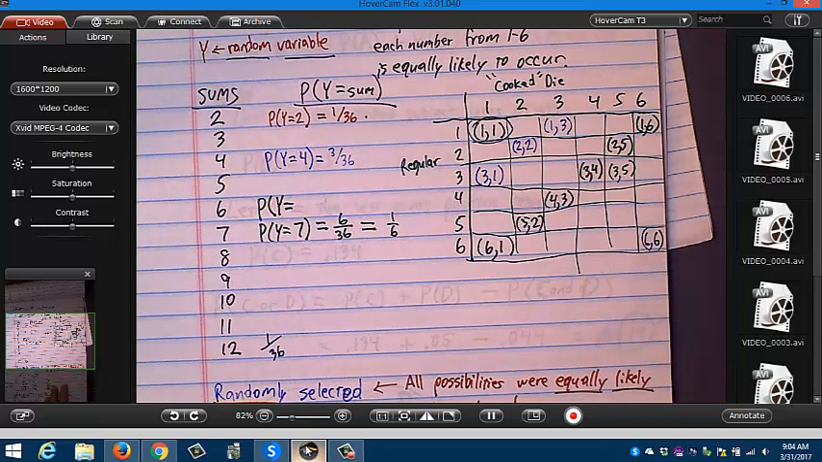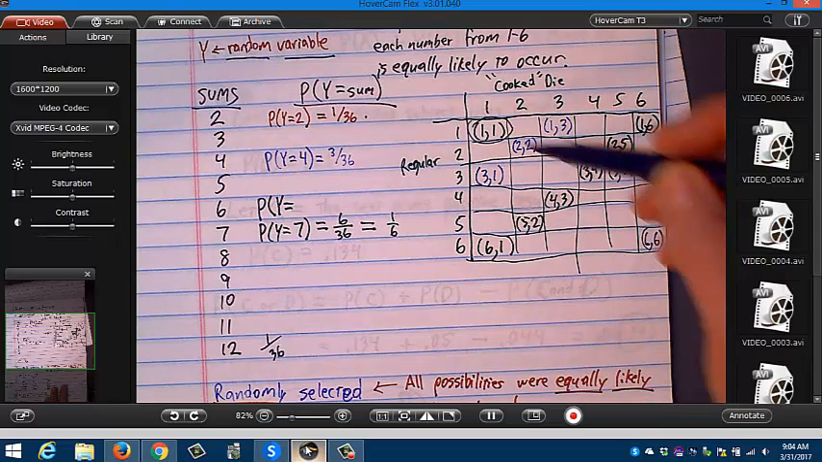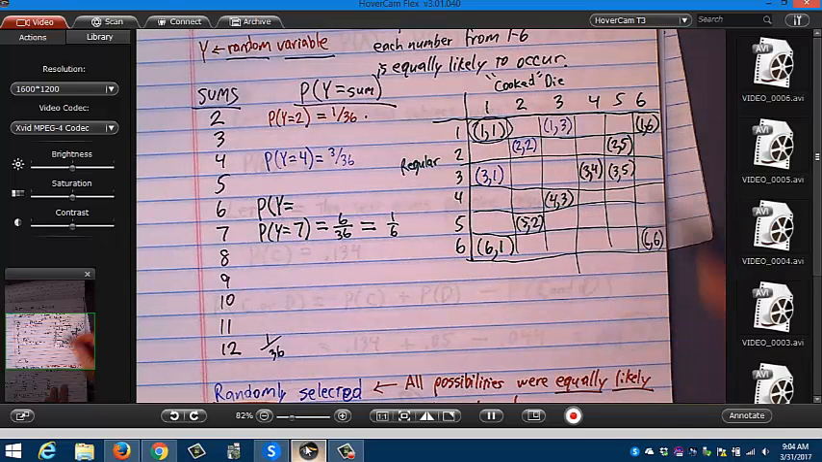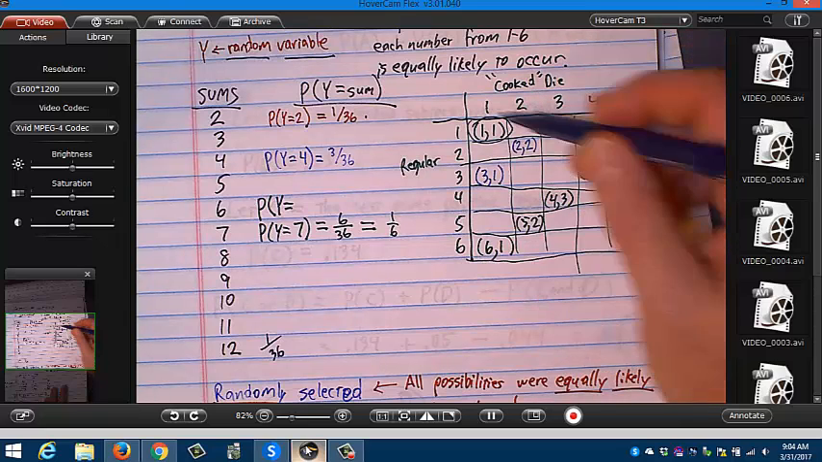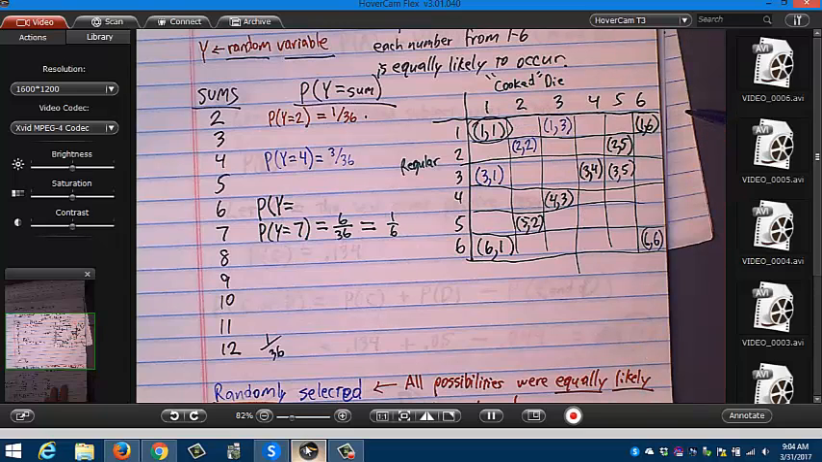But what's the probability of rolling an 11? Where's the 36 come from? The reason we have 36 is because this grid represents all the possible die rolls, right? There are 6 rows and there are 6 columns. So 36 possibilities. You with me?